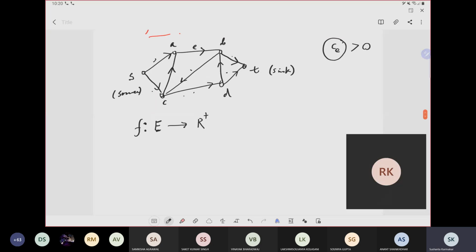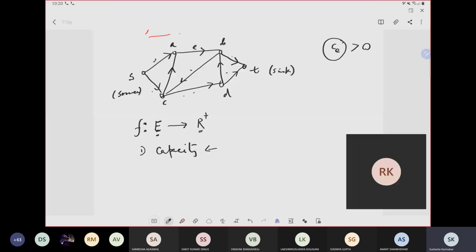So what is the idea? My job is to assign some function f. That function is a map from every edge to some real number. And this function should satisfy some properties. What are those properties? Number one is the capacity condition. What is that? That means the flow value associated with every edge.